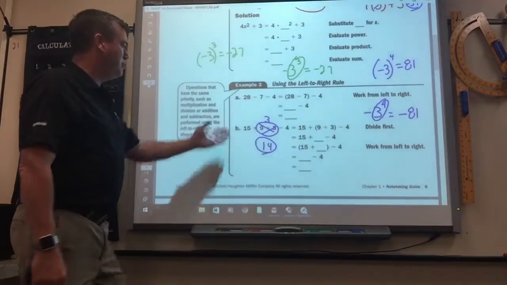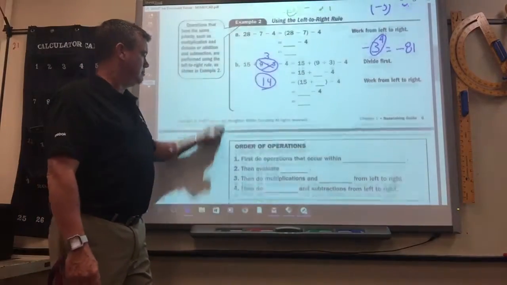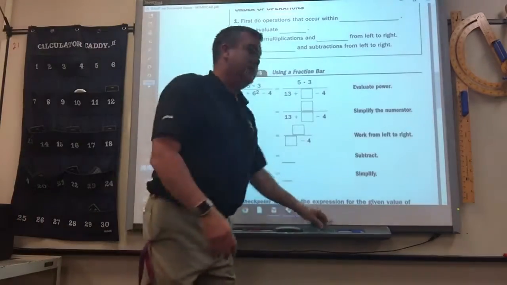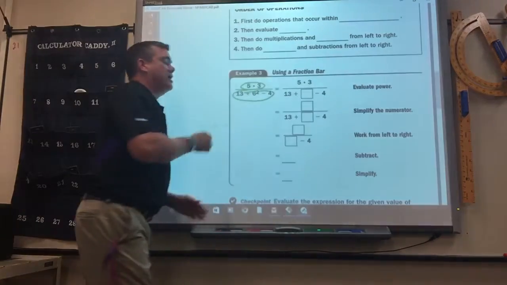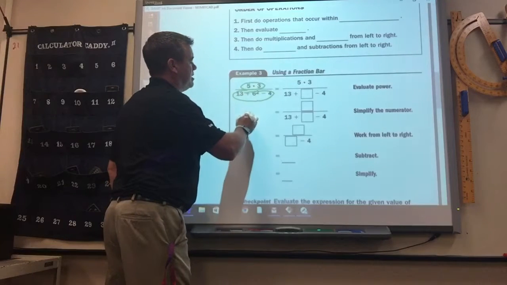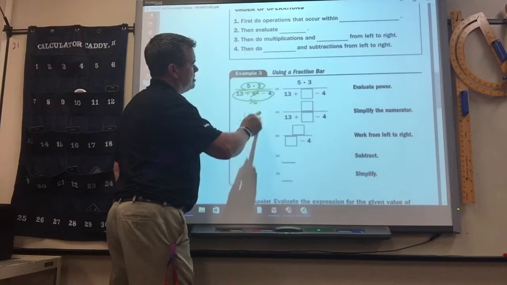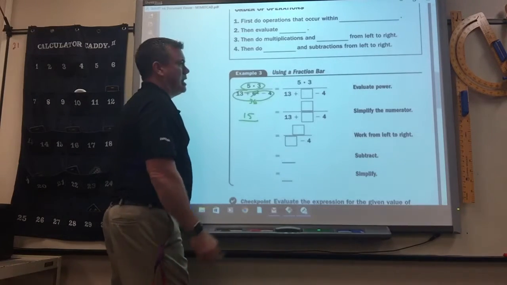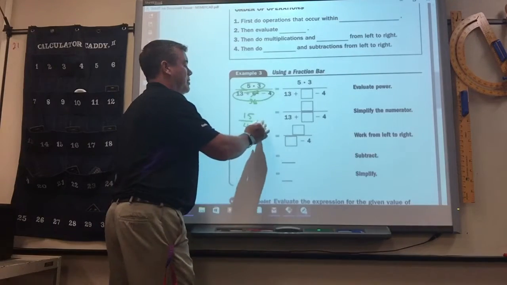And again, if you just punch it in the calculator exactly like that, it'll give you the correct answer. When they're written as a fraction, you've got to figure out the top and the bottom, and then divide, top divided by bottom. So on top, that's 15. On bottom, that'd be 36. 13 plus 36 is 49. Minus 4 is 45.